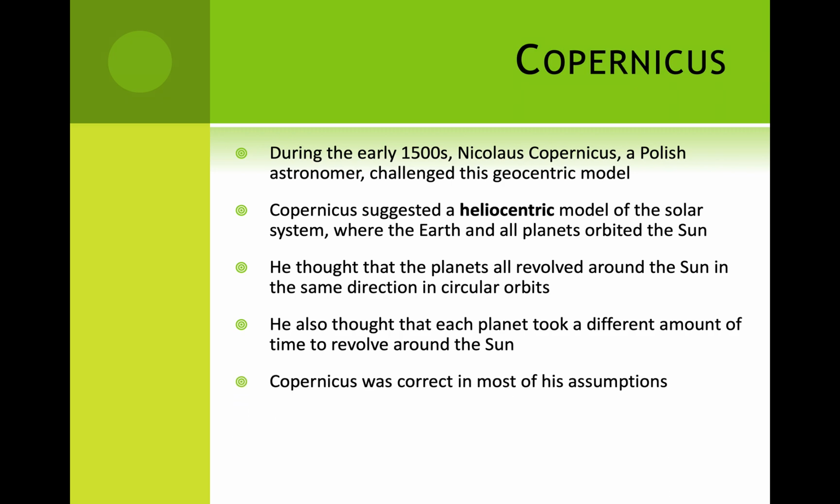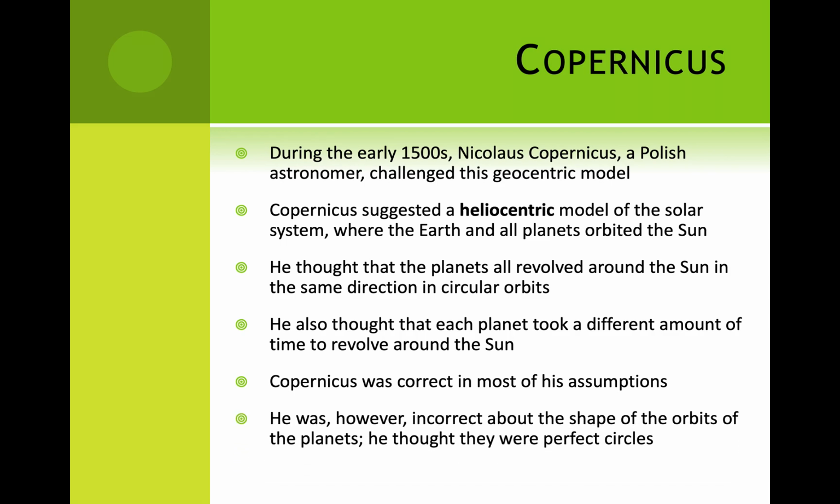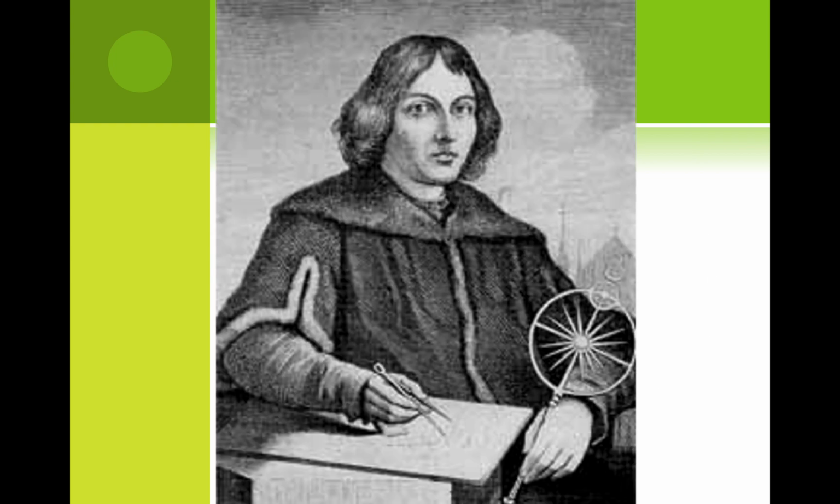And Copernicus was correct in most of these assumptions. He got it 95% correct, which is pretty amazing considering he was coming from a place of not really knowing much at all. He was incorrect about the shape of the orbits, as we mentioned. He thought they were perfect circles, when rather they are ellipses, like these oval shapes. But everything else he said was pretty much accurate.